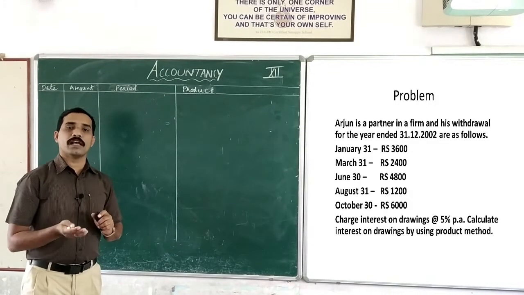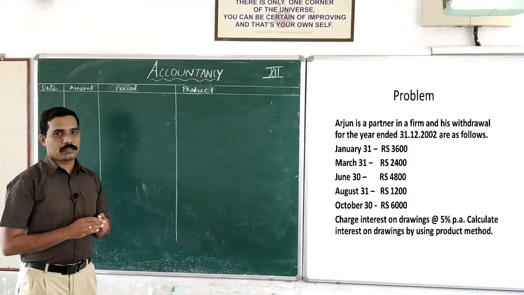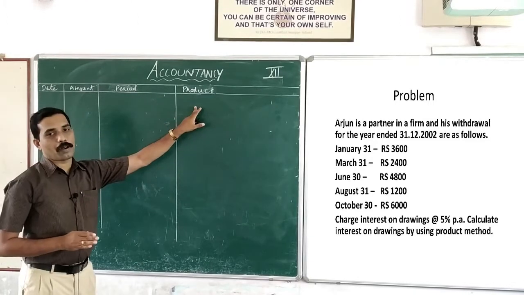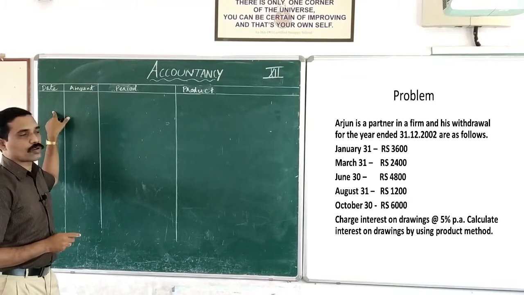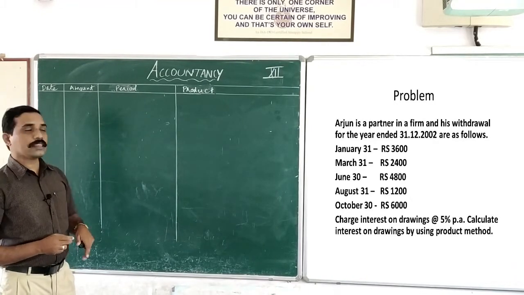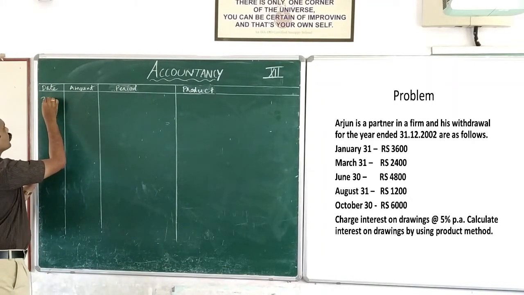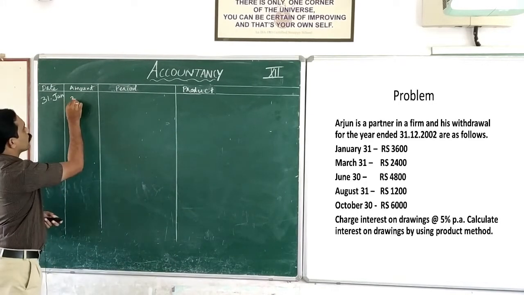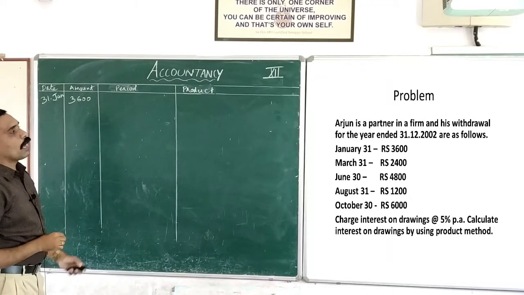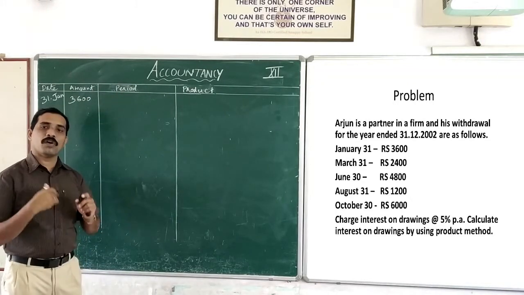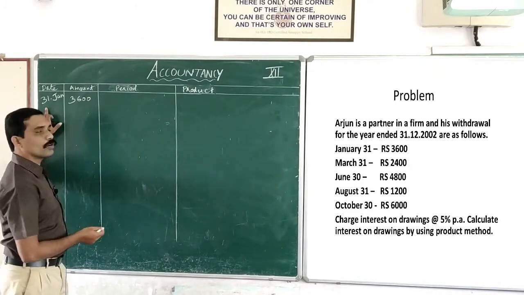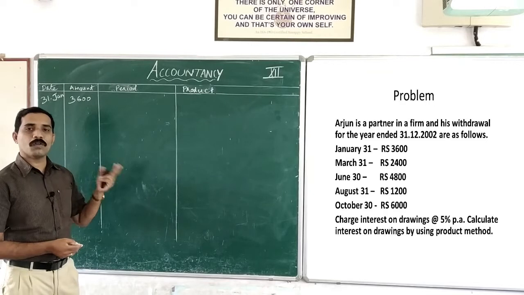Now we want to calculate interest on drawings by the product method. For that, the first column is date, then the second column amount, then period, then product. Here date means withdrawal date. The first withdrawal date, what is it? January 31st. So 31st January is the withdrawal date. The withdrawal amount, how much? That is 3600. And then period. We want to calculate the period, that is from withdrawal date to closing date. When the withdrawal date is 31st January, what is the closing date?